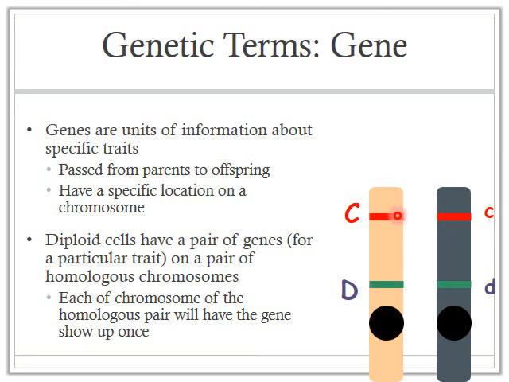Each chromosome of the homologous pair will only have the gene show up once. So when we're saying that there's a pair of genes, one is on one chromosome, one is on the other. This could be chromosome 1, this could be chromosome 17. It's just showing how the different homologous chromosomes have the same traits as one another. They might have some variations that are the alleles.